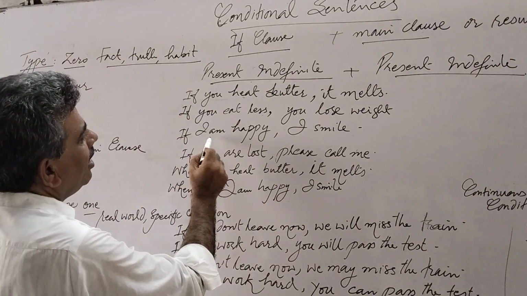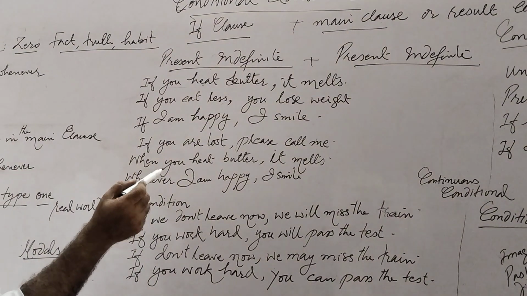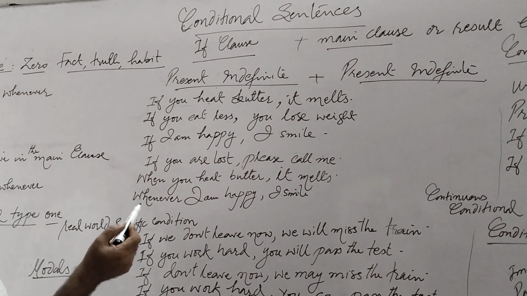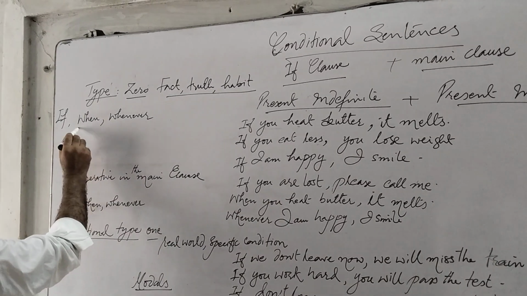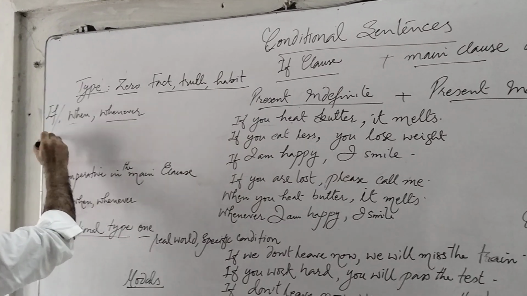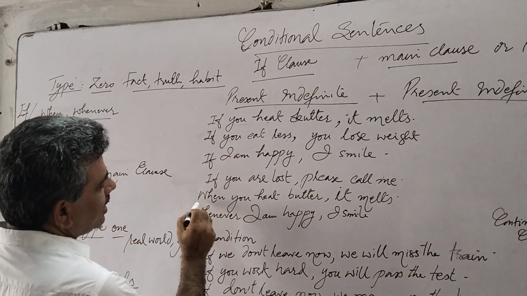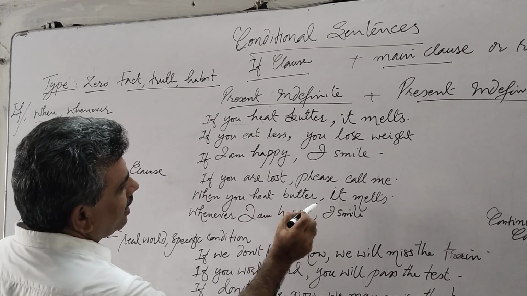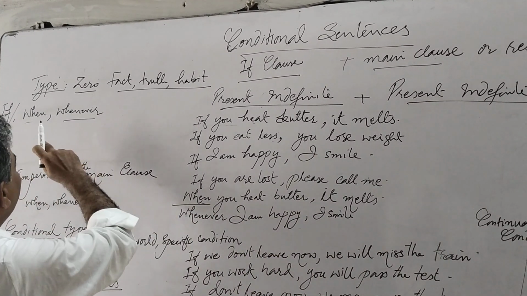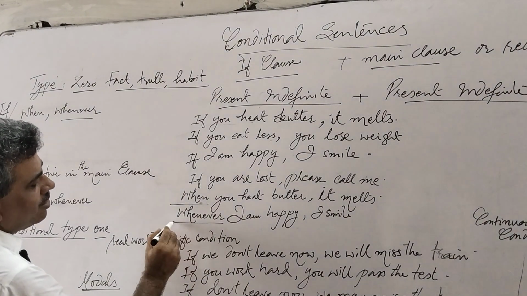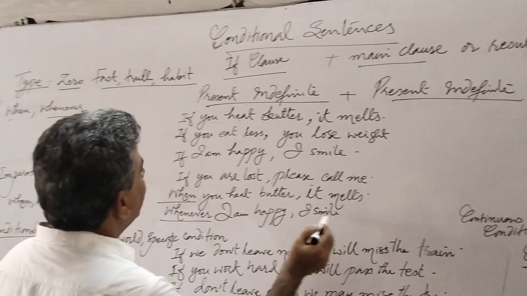Another sentence is if I am happy, I smile. It means that it is my habit, that when I am happy, I always smile. We can use when and whenever in place of if. We have got sentences here, when you heat butter, it melts. We can use when instead of if, and we can also use whenever instead of if. Just like in this sentence, if I am happy, I smile.